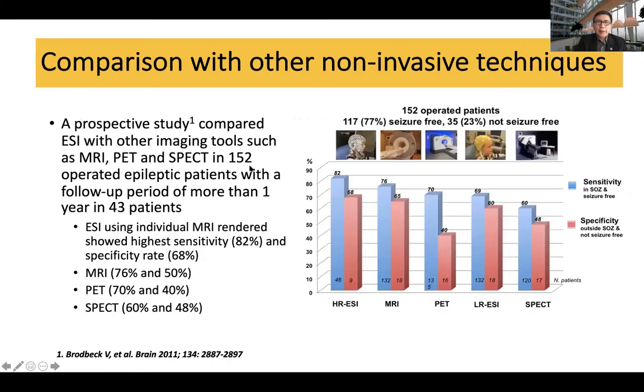So this is a study comparing ESI with other non-invasive techniques. It's a prospective study: ESI compared with MRI scan, PET, and SPECT in 152 operated epileptic patients with a follow-up period of more than 1 year. ESI using individual MRI scan showed a high sensitivity of 82% and specificity of about 68%. MRI scan, the sensitivity only 76% and the specificity about 50%. PET scan about 70% and 40%. And SPECT scan has a sensitivity of about 60% and specificity of about 48%.